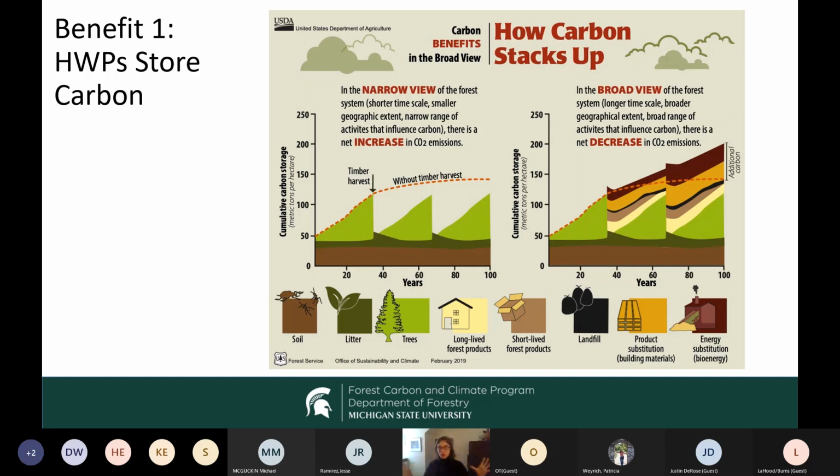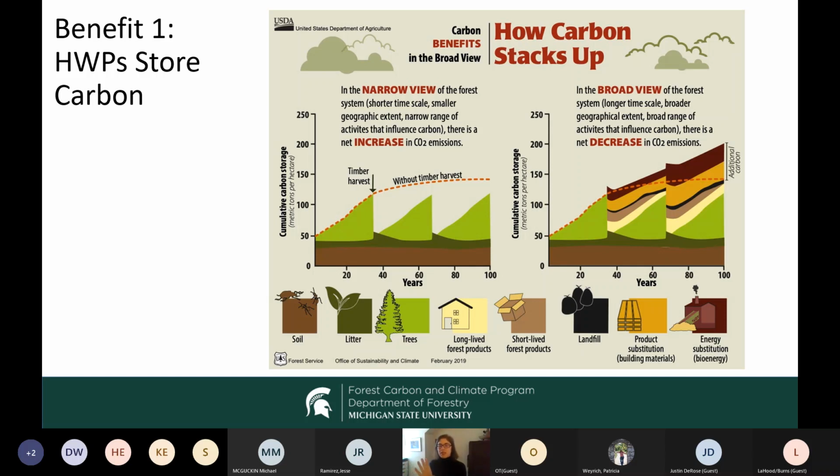But if we look at this broader view on the right-hand side, which incorporates carbon stored in harvested wood products, we get a slightly different picture. You see that same green mountain of harvest, but additionally we see a couple of key components. The first two bars represent carbon stored in long-lived wood products and carbon stored in short-lived wood products like pulp and paper.